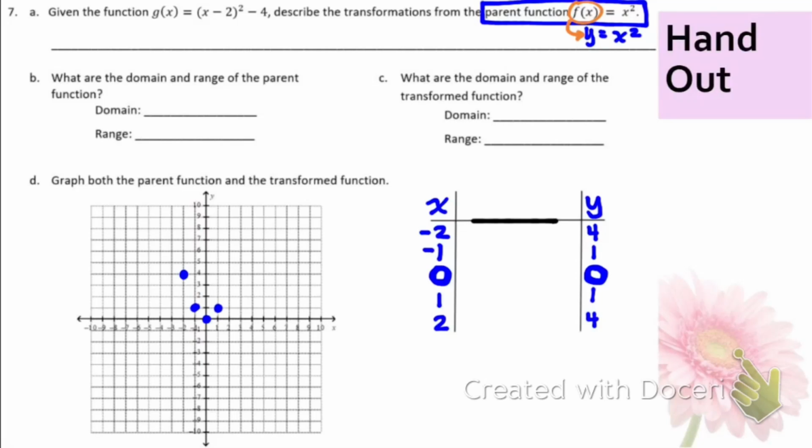1, 1. And 2, 4. I took this x and this y and I plotted it as an ordered pair. This x and this y and plotted it as an ordered pair. And then I get my U shape here. Pop some arrows on the ends.